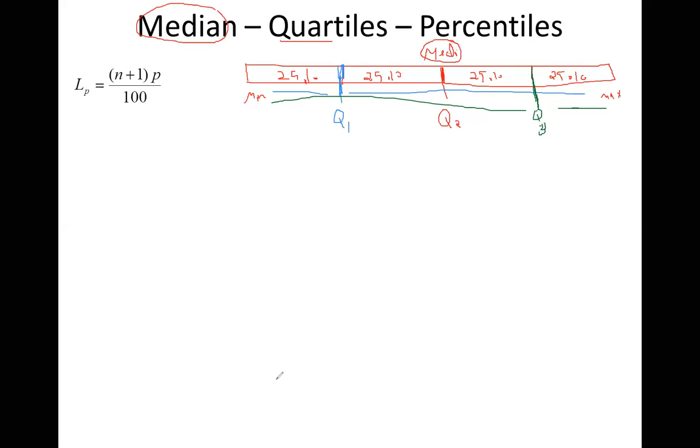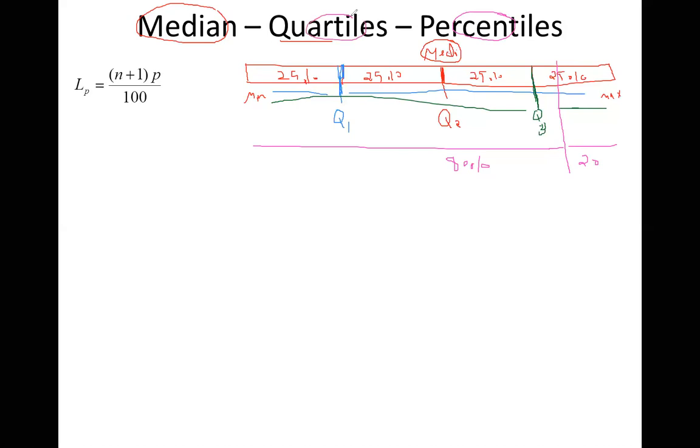I'm not only introducing 25%, 50%, and 75%. Assuming I need to find the value that divides the data into 80% less than and 20% greater than, in that case you are generalizing from quartiles to percentiles.